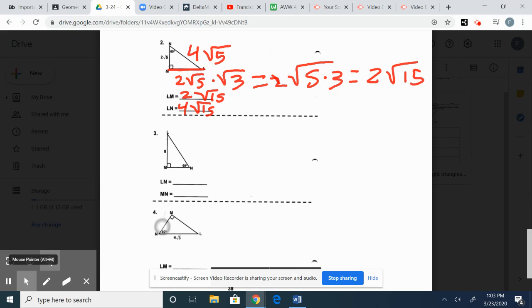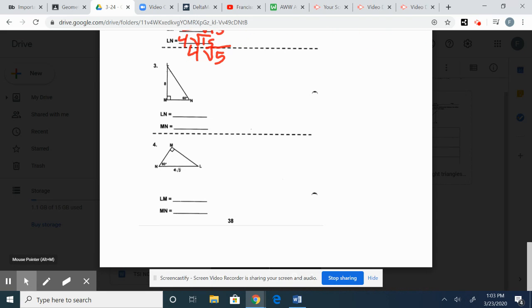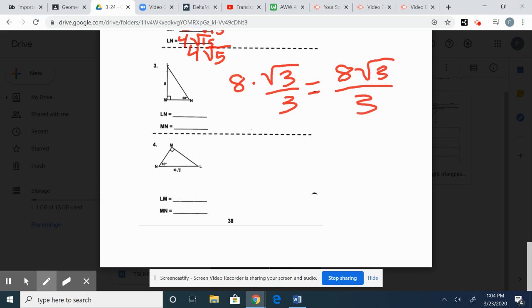Okay, so moving on to example 3. In example 3, we have 8. And what we're going to do first is our 8 times square root of 3 over 3, which would give us our shorter side. Since we can't really simplify it, we would just put it together as 8 square root of 3 over 3. That is MN.